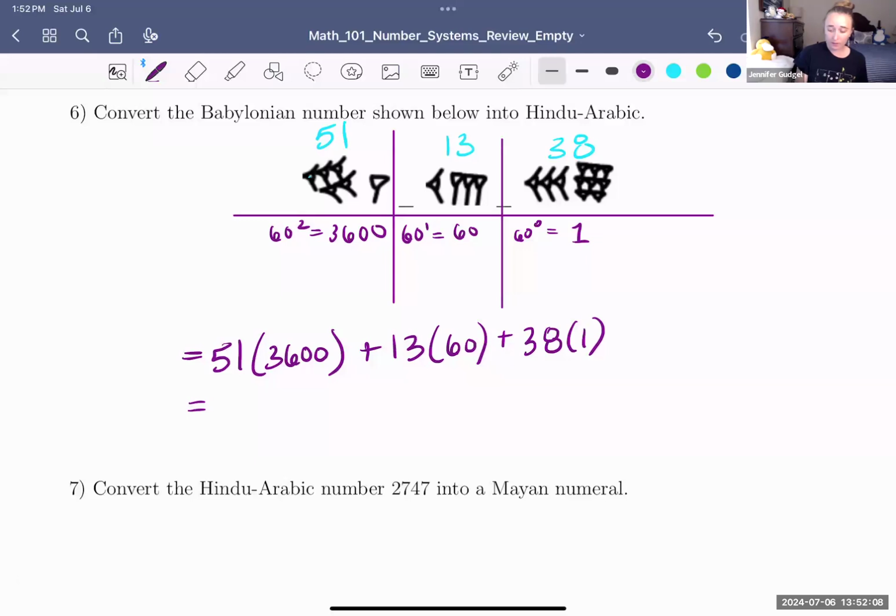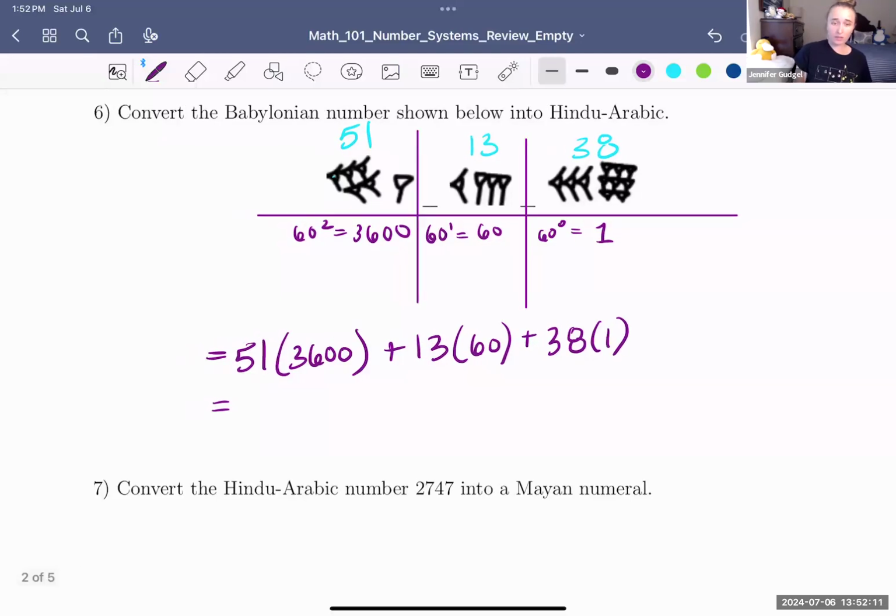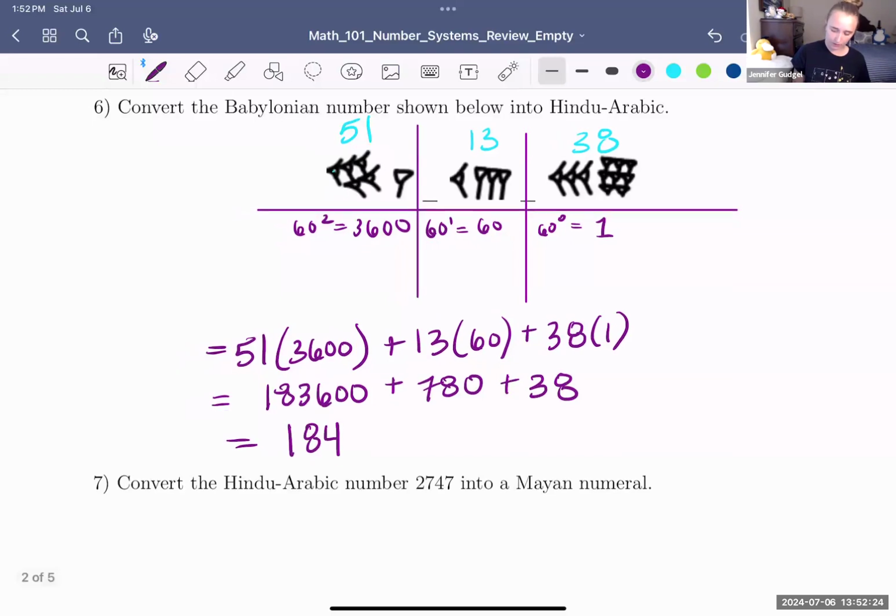When we multiply this together, 51 times 3,600, we get 183,600. 13 times 60 is 780, plus the 38, and this is a total of 184,418.